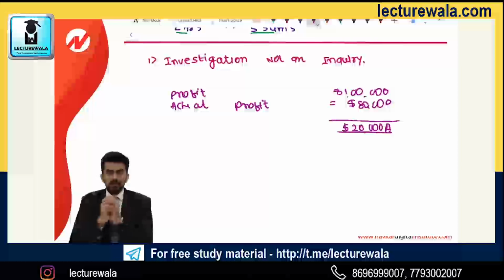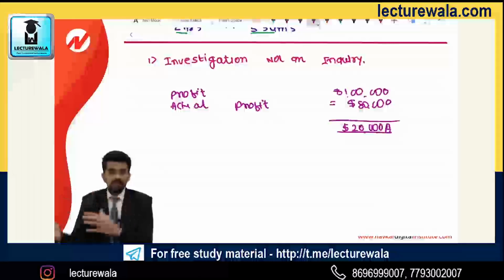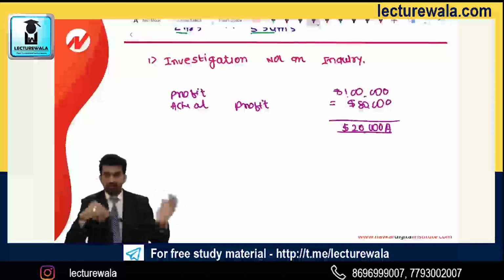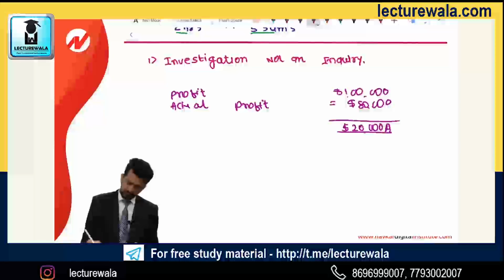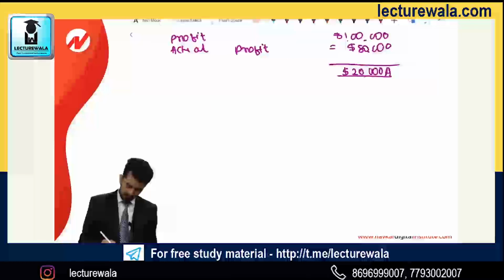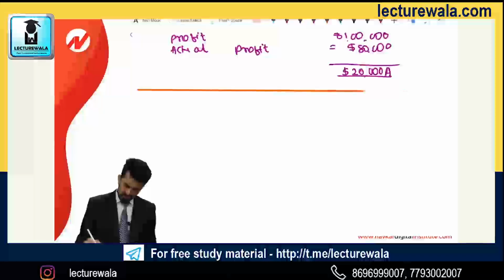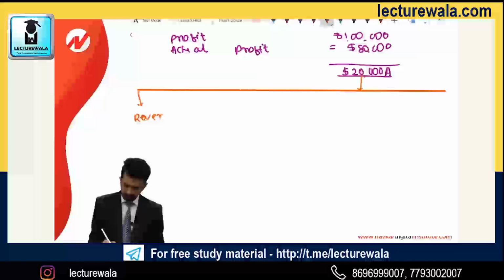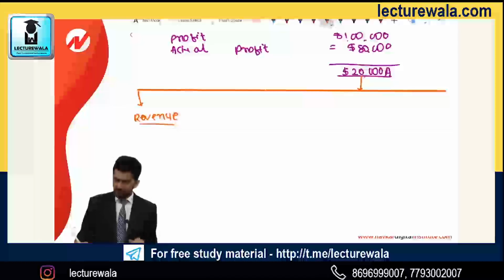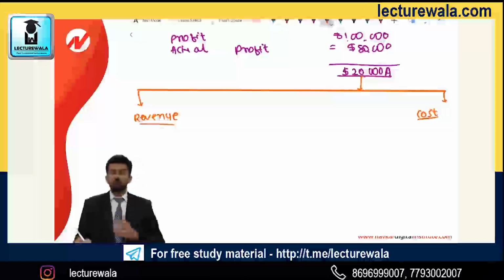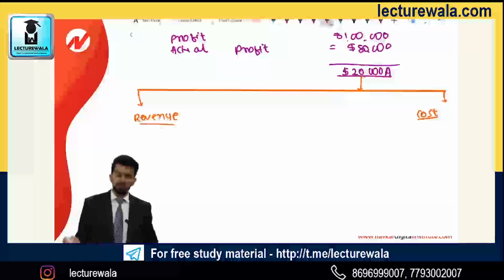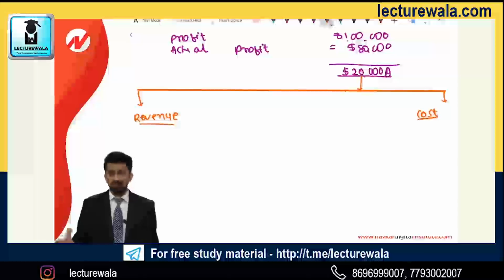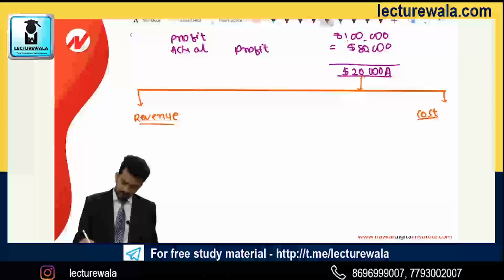What is investigation? Investigation is all about if my profit is 20,000 less than what it should have been, why? There are two parts to it basically. Either your revenue would have changed or your cost would have changed. Either your revenue would have gone down or your cost would have gone up. If cost has gone up, why? We are not inquiring, we are investigating. So if your cost has gone up, then why? So we'll again have further breakup.